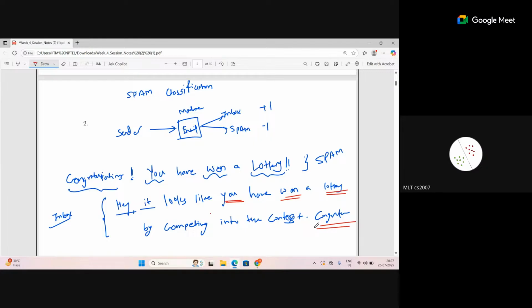A human can understand this by reading those emails. But how will the machine understand this? For a machine, lottery, congratulations are the same words which appear here, and also appear here. In case of our classification technique, we'll have to train that model over the data. So how to train that? You should get a lot of sentences with their corresponding labels.